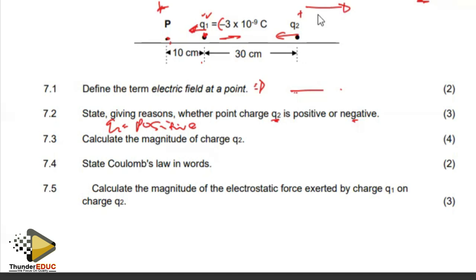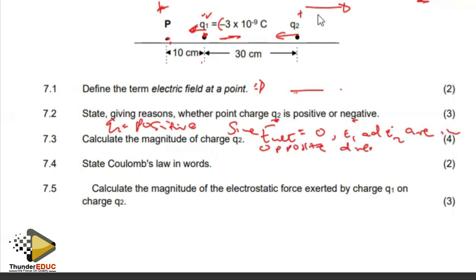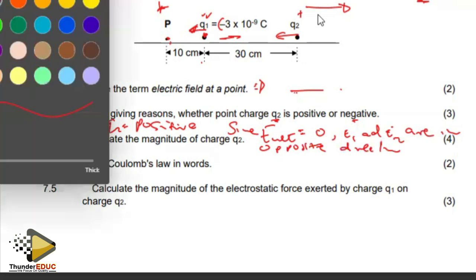Okay, so for the explanation, we're going to say that since the E net is, not F net, the electrostatic field is E, not F. So we're saying the E net is 0, so E1 and E2 are in opposite directions. They have to be in opposite directions. All right, so that is that.